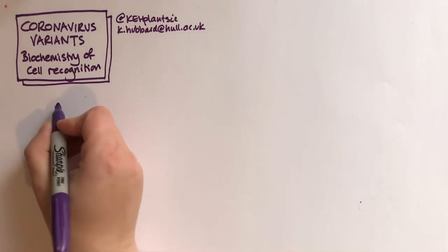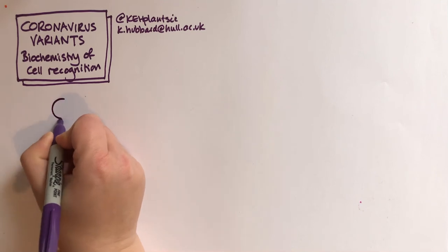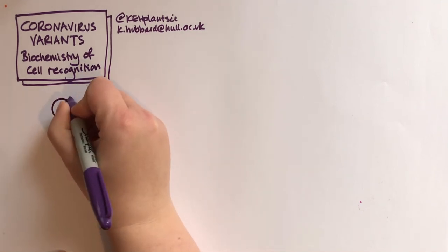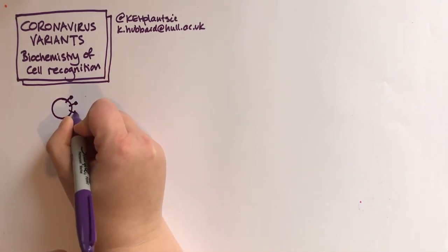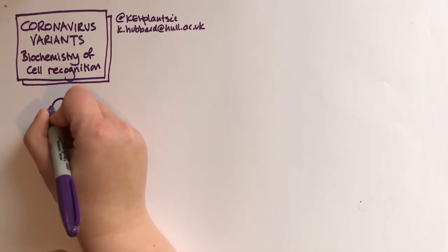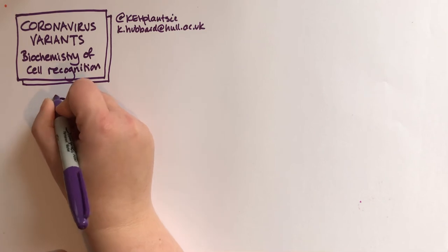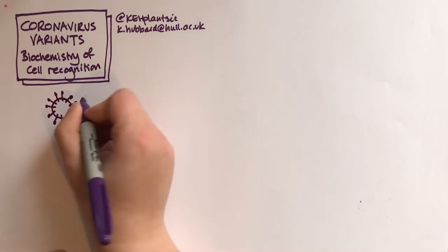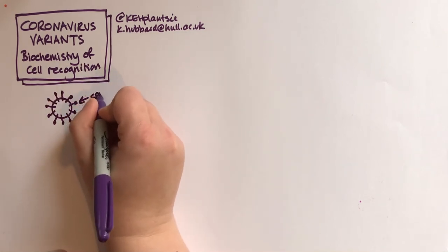So if I have my little virus as my cartoon, and we know that the virus has got these spike proteins, these little blobs coming out of the side of the virus particle. So you've all seen the cartoons of that. So that's called the spike protein.